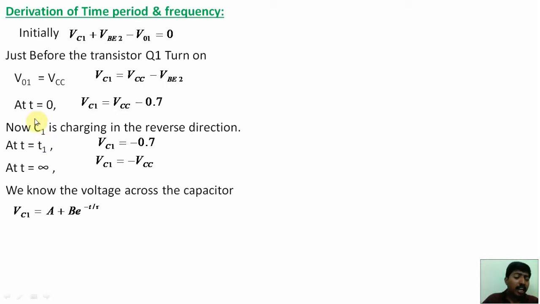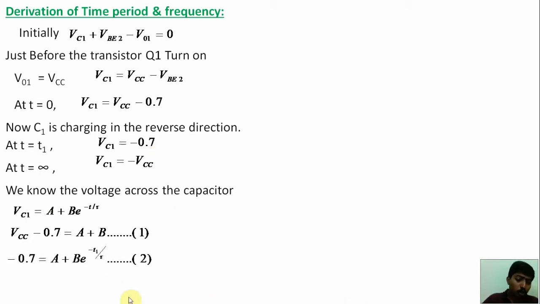Substitute the first condition, at t is equal to 0, the voltage across the capacitor is Vcc minus 0.7. Substitute here. So Vcc minus 0.7 is equal to a plus b, because at t is equal to 0, we get this value. Now substitute the second condition, at t is equal to t1, the voltage across the capacitor is minus 0.7. Substitute, we will get the second equation. So minus 0.7 is equal to a plus b e power minus t1 by tau. Substitute the third condition in this equation. What will be e power minus infinity? e power minus infinity is equal to 0. So we will get minus Vcc is equal to a. Now simplify these equations, we can get the values of a and b and tau and t1.